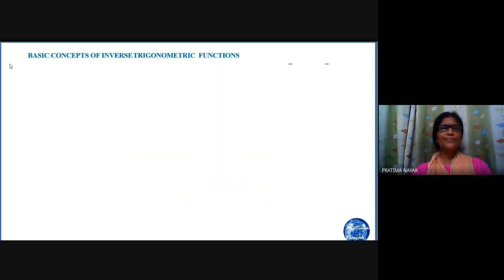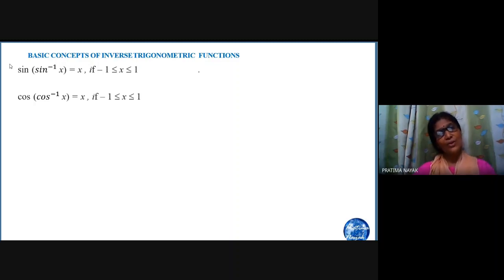So, more concepts. Sine inverse x is defined if x is between -1 and 1, that means x is greater than or equal to -1 and less than or equal to 1. Similarly, what will be cos inverse x? Cos inverse x is also defined if x is greater than or equal to -1 and less than or equal to 1. Tan inverse x is defined for the whole real numbers. Cot inverse x is also defined for the whole real numbers.